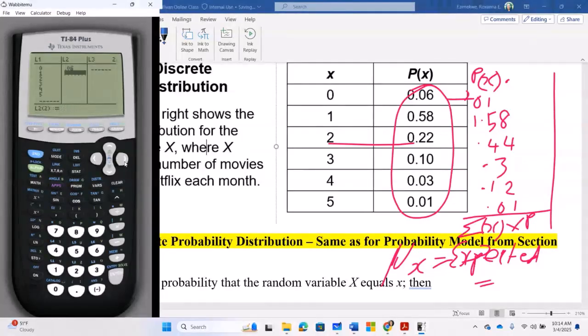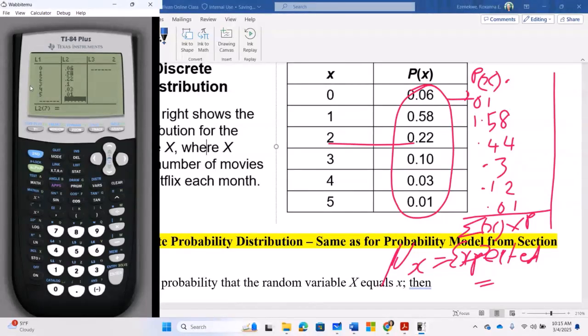0.06, enter, 0.58, enter, 0.22, enter, 0.1, enter, 0.03, enter, 0.01, enter. Okay, so you see that they're on the same horizontal level.